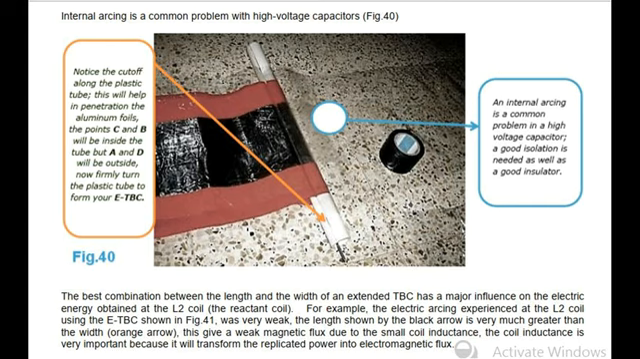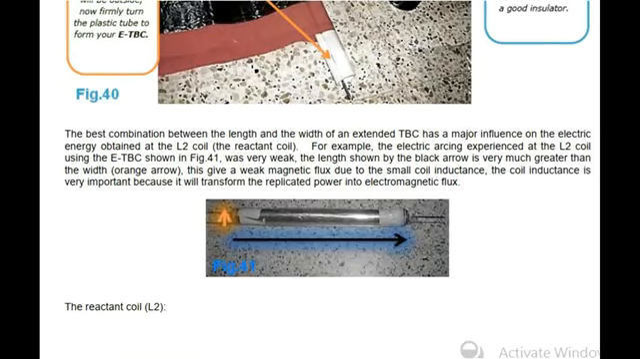Internal arcing is a common problem in the high voltage capacitor. A good insulation is needed as well as a good insulator. The best combination between the length and the width of an extended TBC has a major influence on the electric energy obtained at the L2 coil, the reactant coil. For example, the electric arcing experienced at the L2 coil, using the ETBC shown in fig 41, was very weak. The length shown by the black arrow is very much greater than the width, orange arrow.